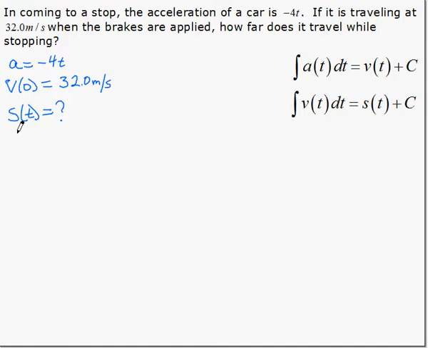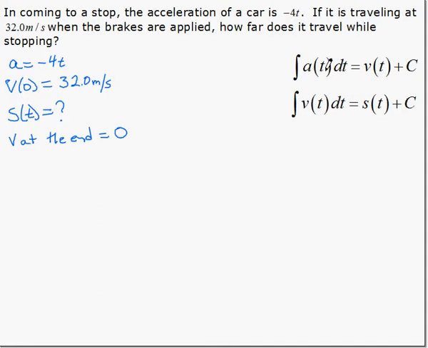We do have one other piece of information. We know that once it stops, the velocity is 0. So the velocity at the end is equal to 0. So we want to know what is the position when the velocity hits 0. Essentially, that's what we're looking for.